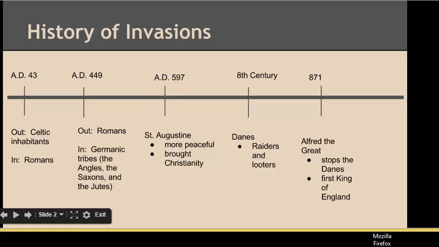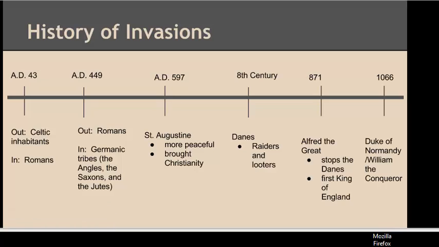And then in 871, Alfred the Great comes in and he stops the Danes. Because of his ability to stop the Danes and because of the control that he was able to gain, he becomes what we now think of as the first king of England. And then in 1066, we have basically what we consider the last invasion, the Duke of Normandy, who would later be known as William the Conqueror.